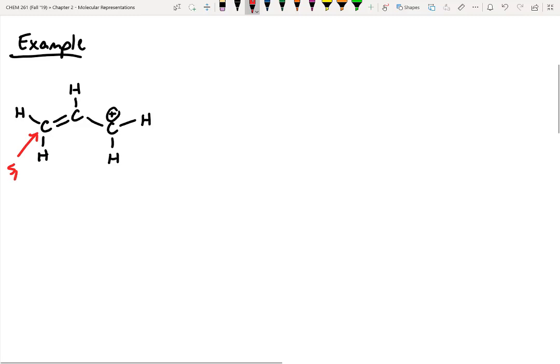sp2, perfect. All right, what about this one? sp2. What about this one? Would it be sp2 or sp3? sp2, it has 3 bonded atoms, no lone pairs, right? So it must be trigonal planar and must also be sp2. Okay, this is called the allyl cation.